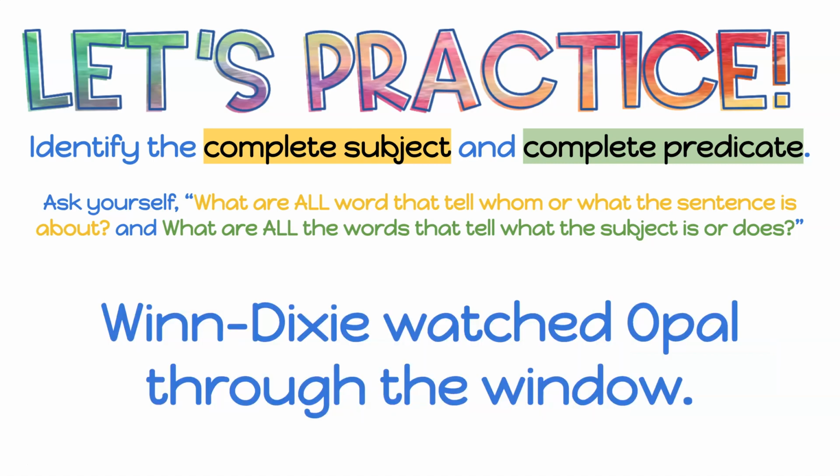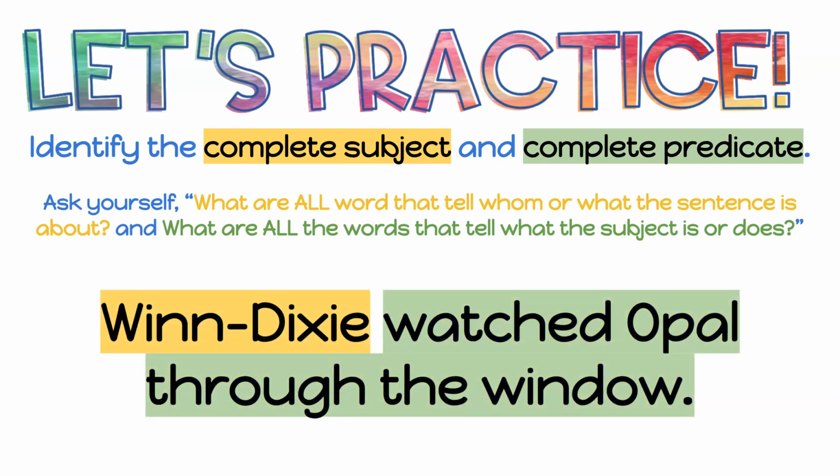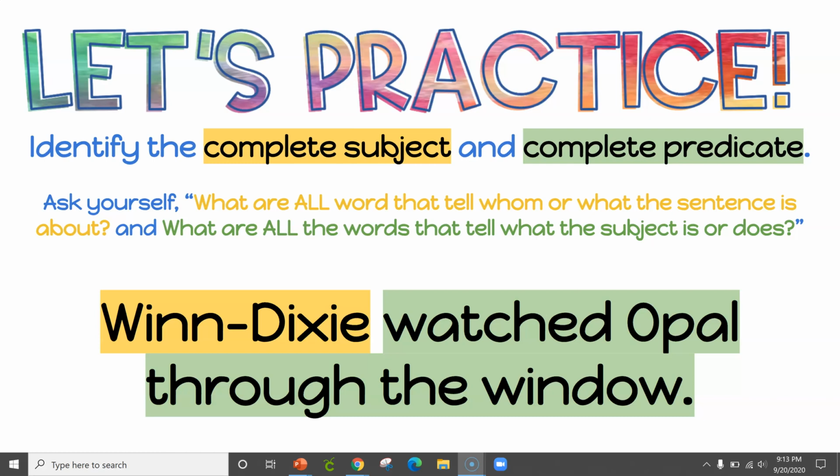Let's try this one. Winn-Dixie watched Opal through the window. Pause right here. We're looking for the complete subject and the complete predicate. If you said that Winn-Dixie is a complete subject and watched Opal through the window is a complete predicate, you're correct. Winn-Dixie is what this sentence is all about and what Winn-Dixie is doing. Well, Winn-Dixie is watching, but she's not just watching TV or her friend's garden. She's watching Opal through the window. That extra detail there makes up the complete predicate.